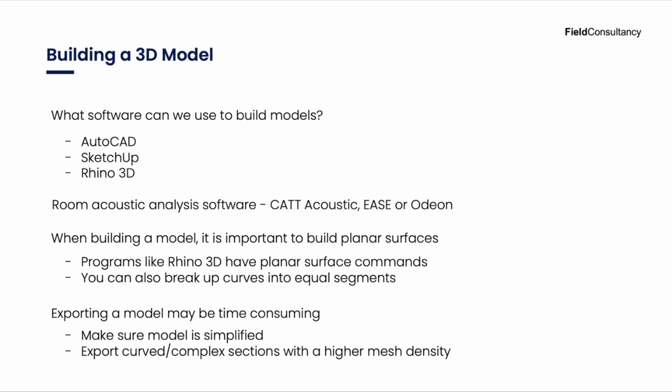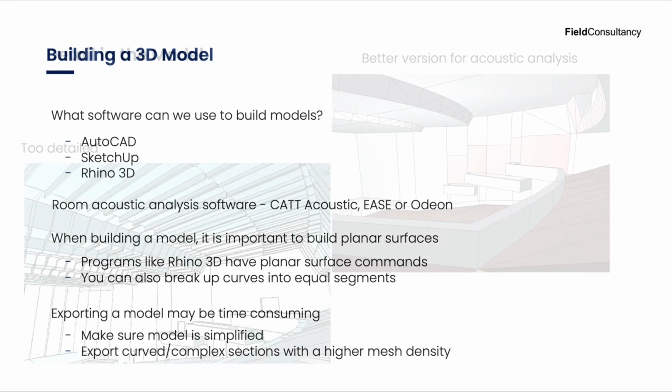When you export a model, it can be time consuming, so make sure it's as simplified as possible. Export curved complex sections with a higher mesh density. What is important in an acoustic model is not necessarily the same as in an architectural model. So what we have to do in acoustics is simplify the model for acoustic purposes. A rule of thumb is that any dimension less than 100 millimeters in an architectural model will not be relevant in an acoustic model, and it is better to simplify that architectural model to save on compilation time.